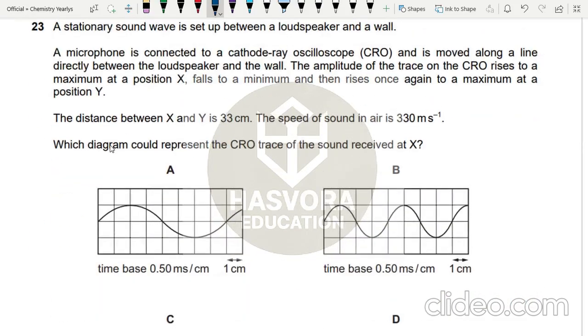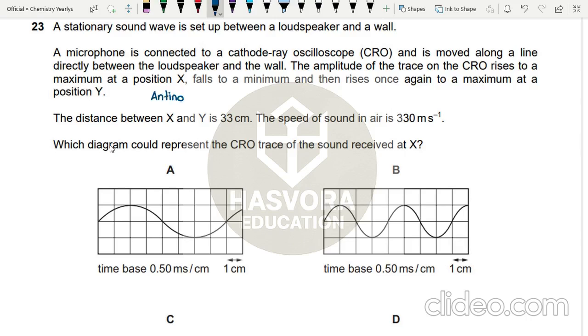Now, a stationary sound wave is set up between a loudspeaker and a wall. The microphone is connected to the cathode ray oscilloscope (CRO) and is moved along a line directly between the loudspeaker and the wall. The amplitude of the trace on the CRO rises to a maximum at position X. So maximum actually means, and it is a stationary sound wave, so this means that it is at the maximum.